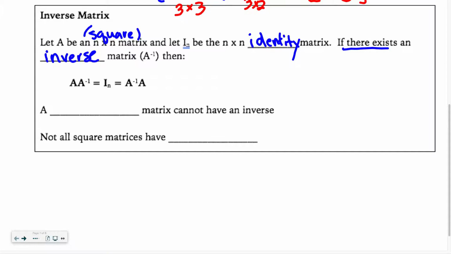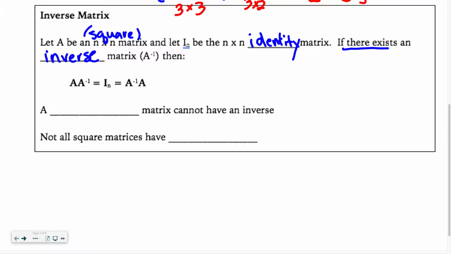If there exists an inverse matrix, we'll use the notation A inverse. So it looks like it has that negative 1 exponent. We saw that with function notation. We would call it f of x, f inverse x, if we put the little negative 1 there. So we just call that A inverse. Then the following must be true.